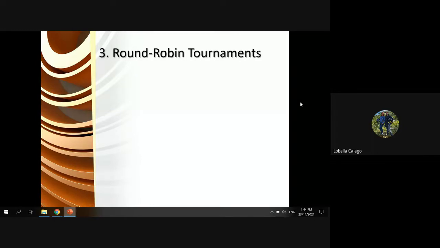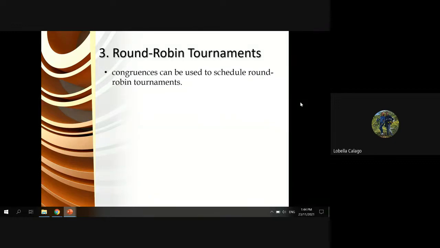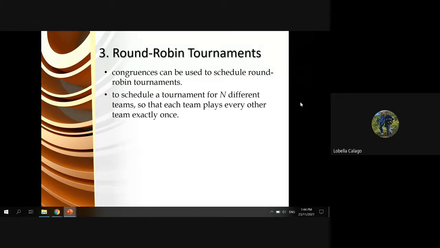Round robin tournaments are mostly used in playing badminton and other things. Sa round robin kayo gumagawa. Okay? So what is this round robin tournaments? It is a congruence that can be used to schedule round robin tournaments, to schedule a tournament for n different teams so that each team plays every other team exactly once.